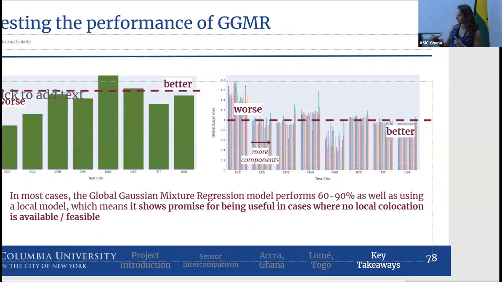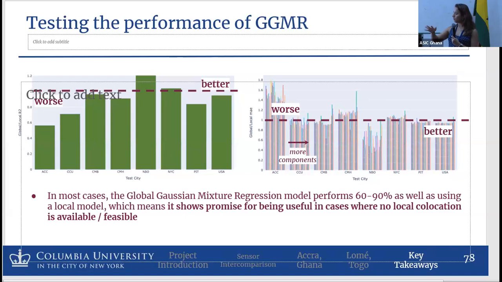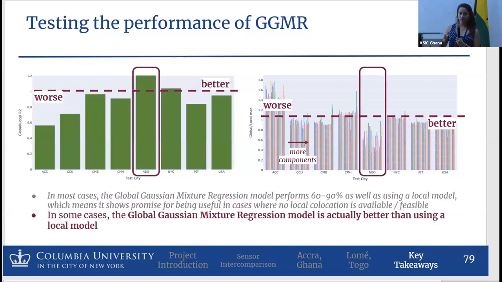So in most cases, the global model is pretty good at predicting what the model would have been if the co-location was in that city. So we're applying it to a city where there wasn't a reference monitor. In some cases it's better or almost as good. We're still exploring this, but it's an interesting idea that you could develop a co-location without actually having a reference monitor to do it with. So much lower cost than a typical co-location.